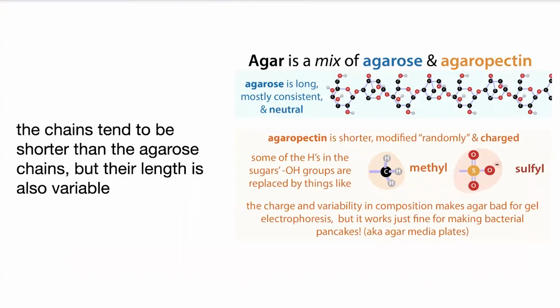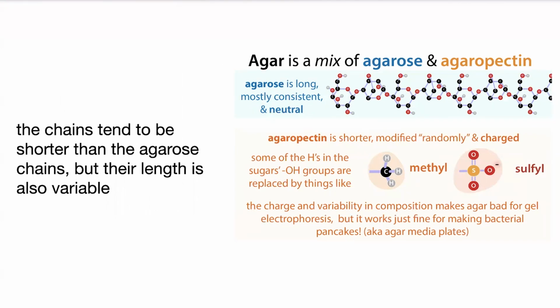This variability can come from a couple different places. It can come from the length of the chains. So remember that in agarose, you had those chains that were about 400 agrobios units, or about 800 of those individual sugar units. With agaropectin, the chains are typically shorter, but it's not like they all have a set length, and they can be very variable.